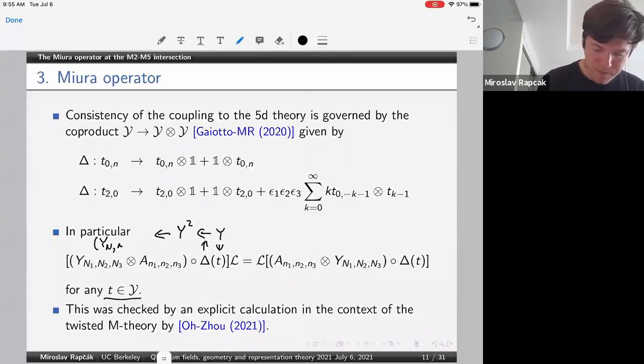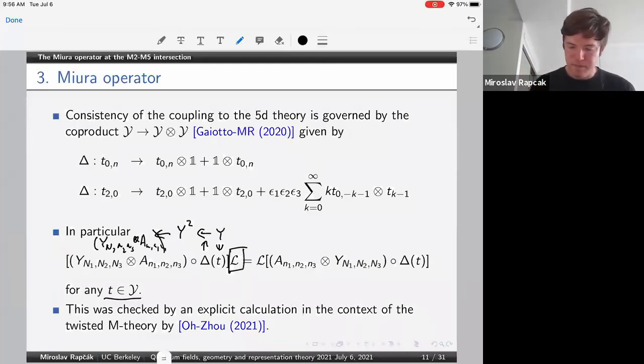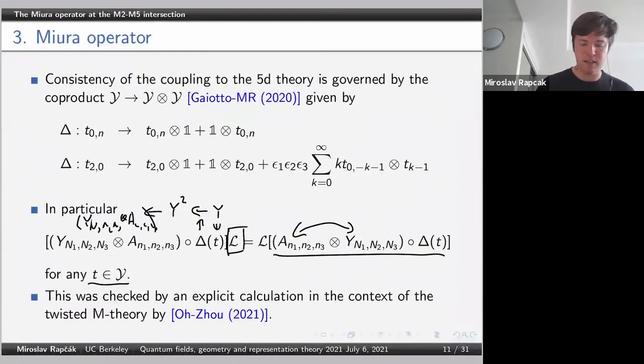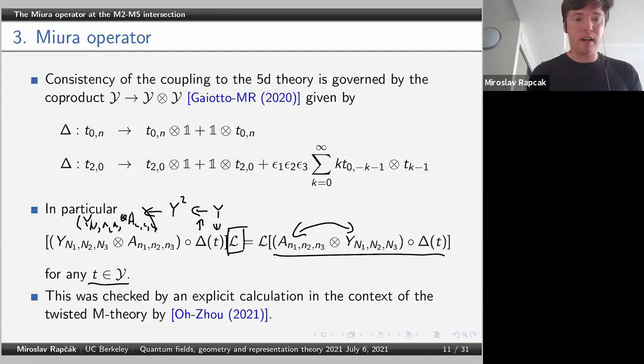And we can map it into N1, N2, N3 times A, N1, N2, N3, and act by the result from the left. You can do the same thing on the right. The only thing is that I exchanged the order of A and Y, and the consistency condition is a requirement that L intertwines these actions. Okay, and it was actually checked recently, earlier this year, that these are indeed the correct constraints. It was checked by performing an actual perturbative analysis in the five-dimensional theory.